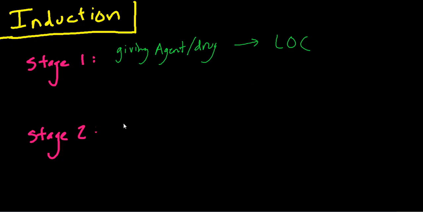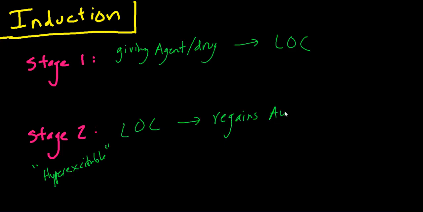Now, once they lose consciousness, then we're going to enter stage two of anesthesia. This is called the hyperexcitable state. I'm just going to write that down here. So the hyperexcitable state, typically, is pretty short in induction. It's the time between loss of consciousness until the patient regains autonomic stability.